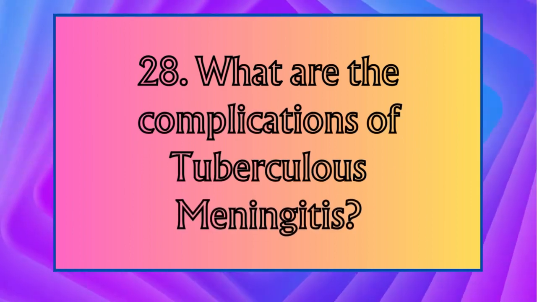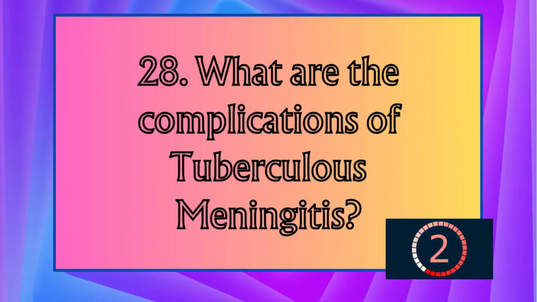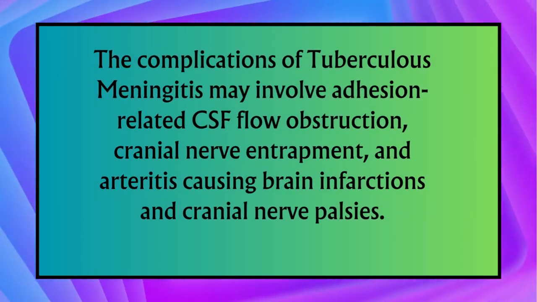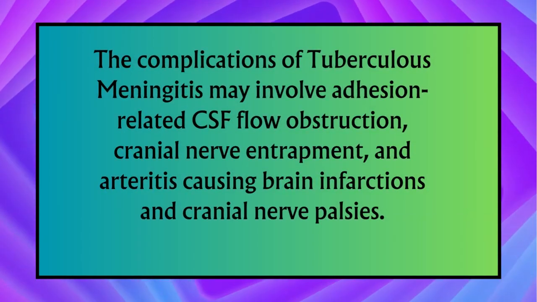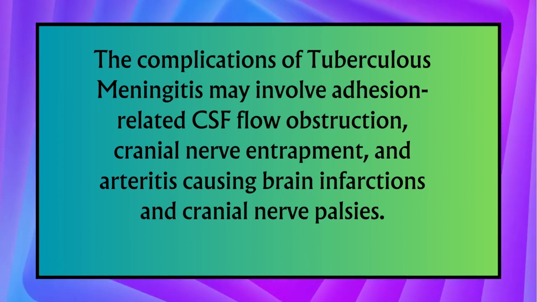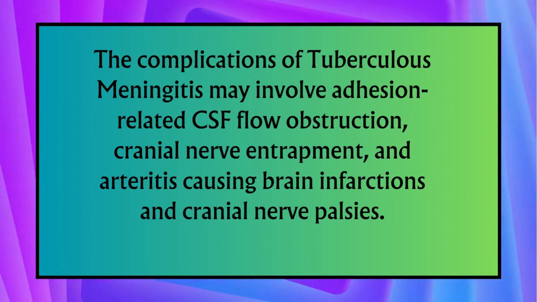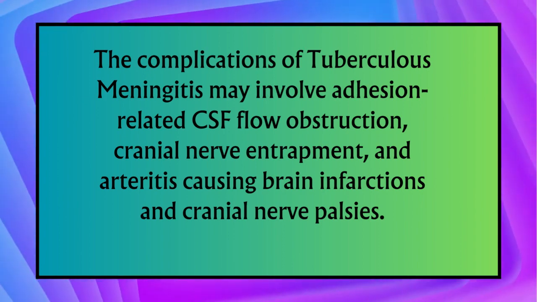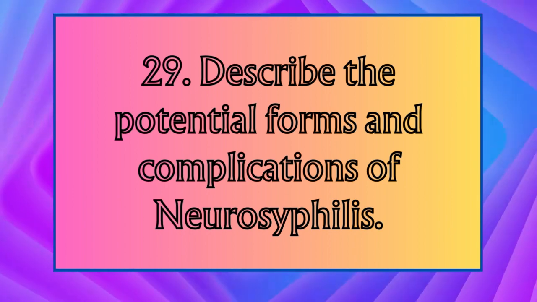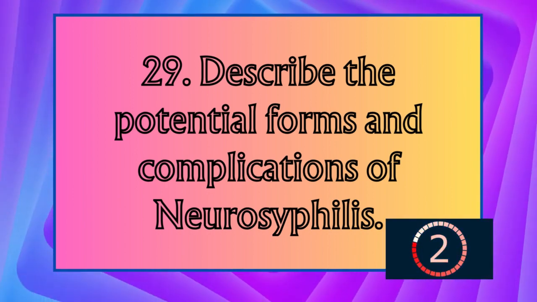28. What are the complications of tuberculous meningitis? The complications of tuberculous meningitis may involve adhesion-related CSF flow obstruction, cranial nerve entrapment, and arteritis causing brain infarctions and cranial nerve palsies.